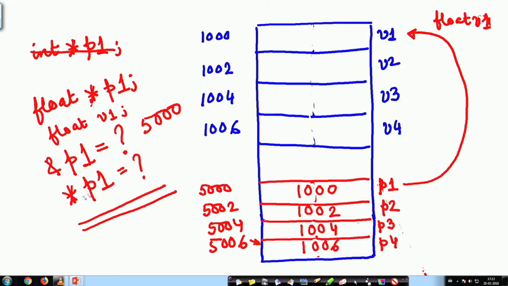Now, what is star P1 in this case? What is the content of P1? The content of P1 is 1000, all right. Content of P1 is 1000.